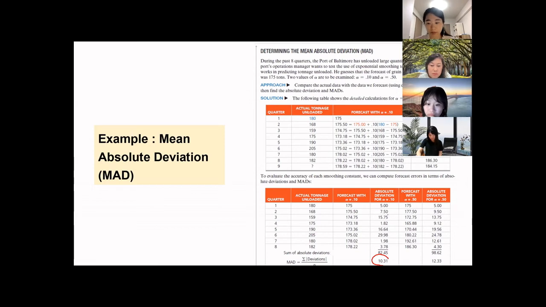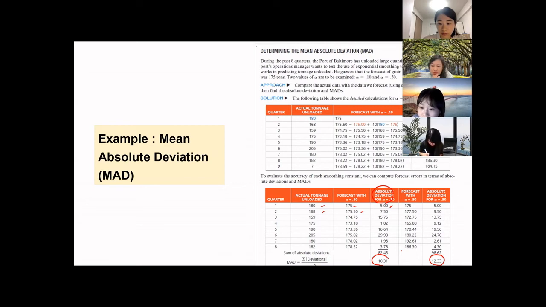This is using the formula, it's just, this is the absolute deviation. Okay, absolute deviation, which is the difference between actual and forecast, 180 and 175, which is 5, 168 and 177. So the lower the mean value, the more accurate it is. Okay, so in this case, 10.31 giving the lower mean absolute deviation is giving a better accuracy than 12.33. Okay. That's how we can actually compare.